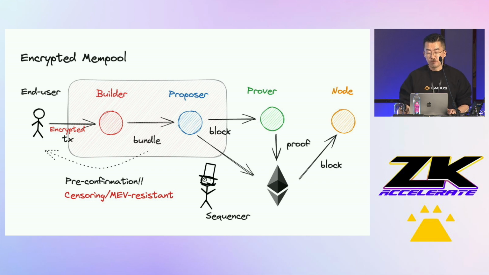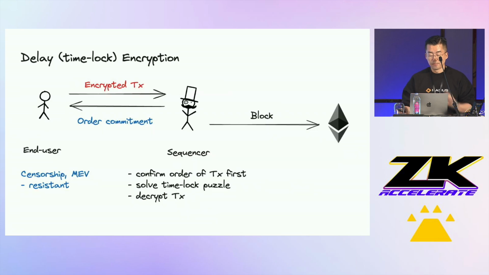We'll go deep into this. In this modular approach, builder and prover are kind of a commodity, so we can consider both a builder and a proposer as a sequencer. I will explain with this concept. So let's go deep into this.